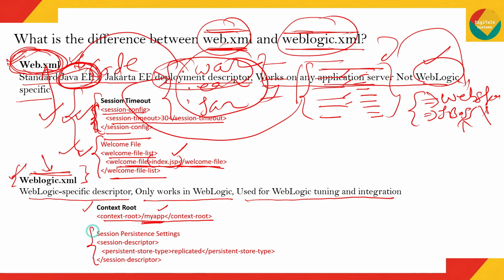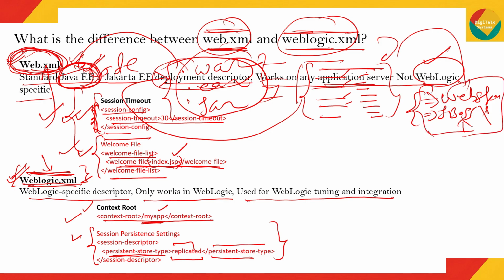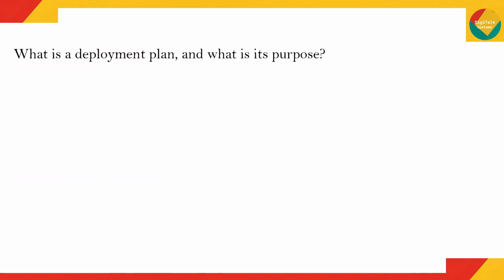And then you may have a session persistence. So we can configure the session persistence in the WebLogic server. This is the descriptor for that, persistent store type replicated. So this we configure when we enable the session replication. Right, so these are two examples of weblogic.xml descriptors. So in a straightforward way, weblogic.xml contains the descriptors which are specific to the WebLogic server, but web.xml contains the standard Java Enterprise Edition descriptors that can be deployed across any of the Java based application servers like WebSphere and JBoss. What is a deployment file and what is the purpose of it?